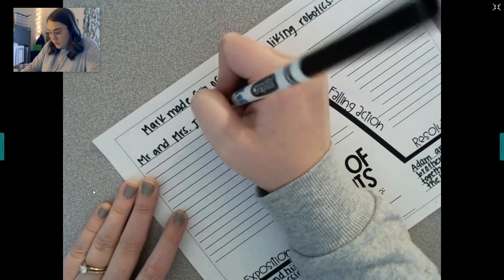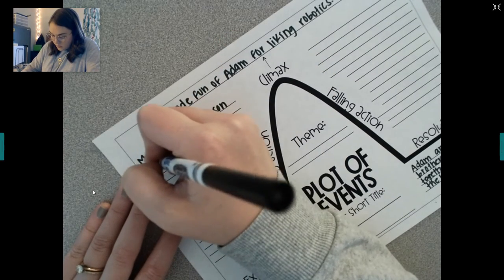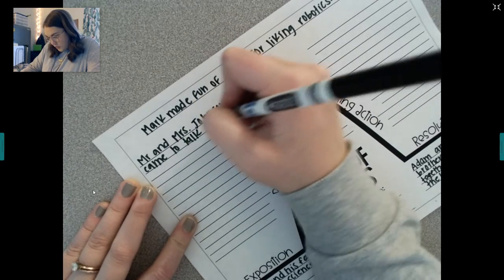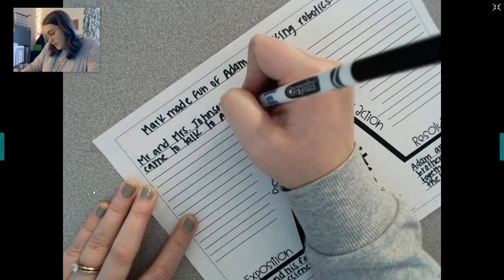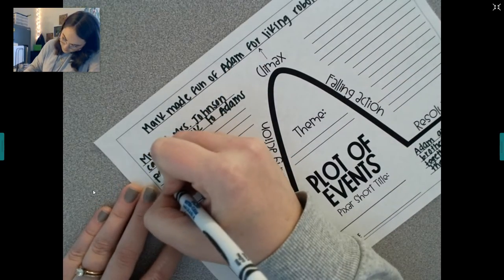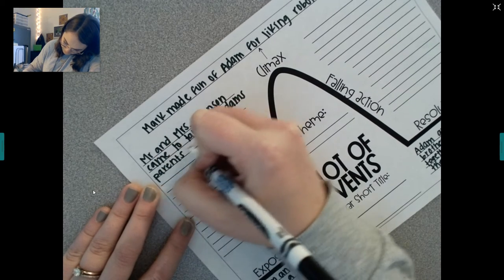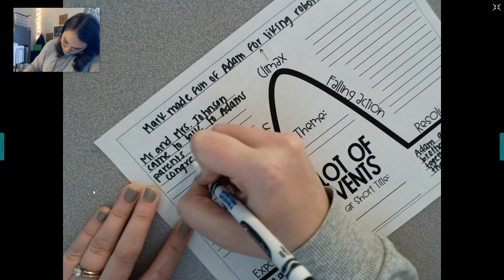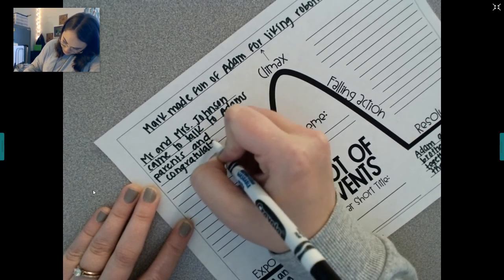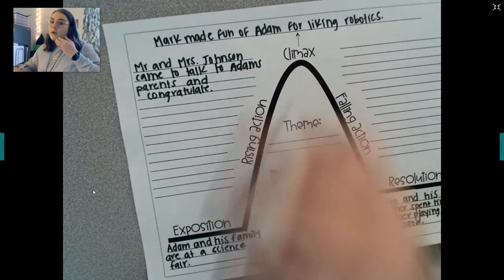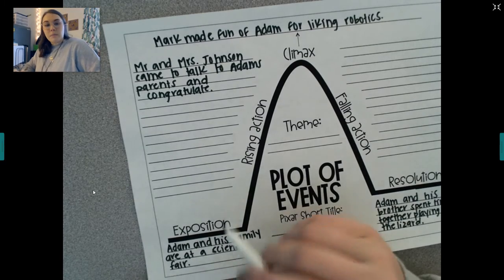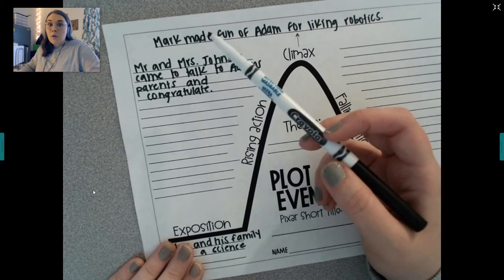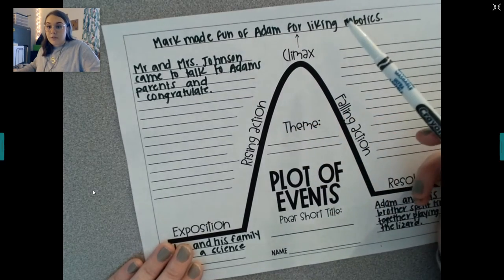came to talk to Adam's parents and congratulate them. Because Mr. Johnson is Mark's parents. So when they came over and talked to Adam's parents, that's when Mark came over to talk to Adam. So then when Mark came over, he made fun of Adam for liking robotics.